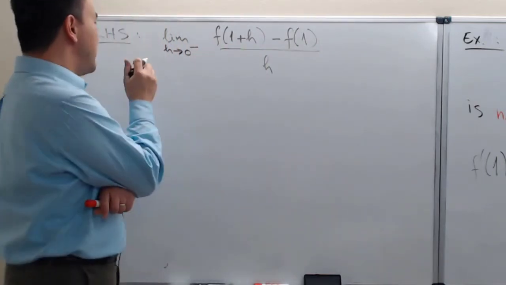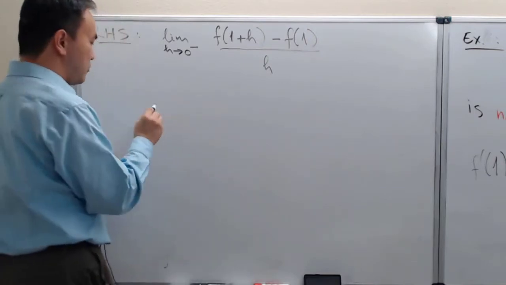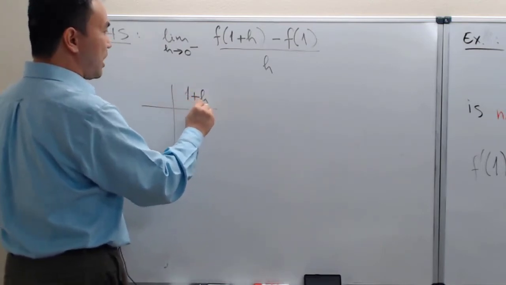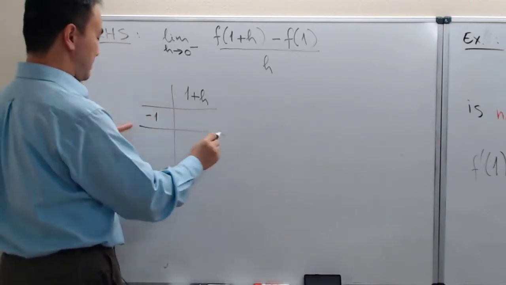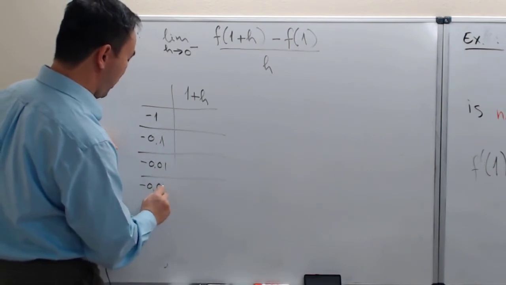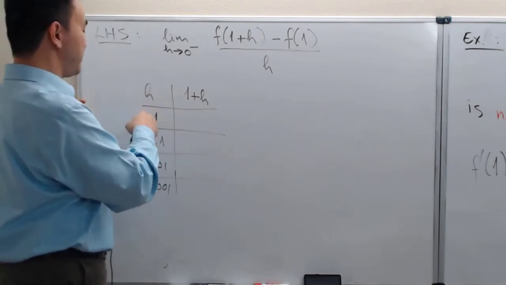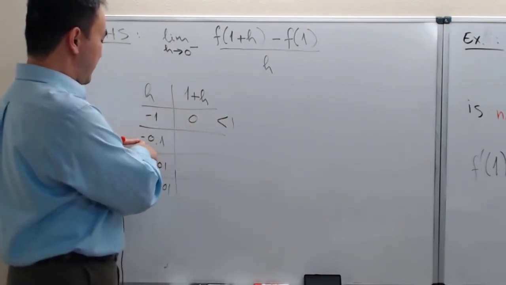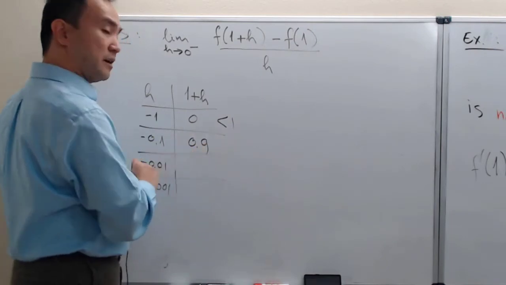Okay, so if we're letting h go to 0 from the left-hand side, think about it. Let me make a quick hand sketch of a table. Think about the point 1 plus h a little bit. If we go negative 1, that's on the left-hand side of 0, and then negative 0.1, negative 0.01, and negative 0.001, for example. This is h right here. If h is negative 1 and we add 1, we get 0, which is less than 1. If h is negative 0.1 and we add 1, we're looking at 0.9, which is less than 1.